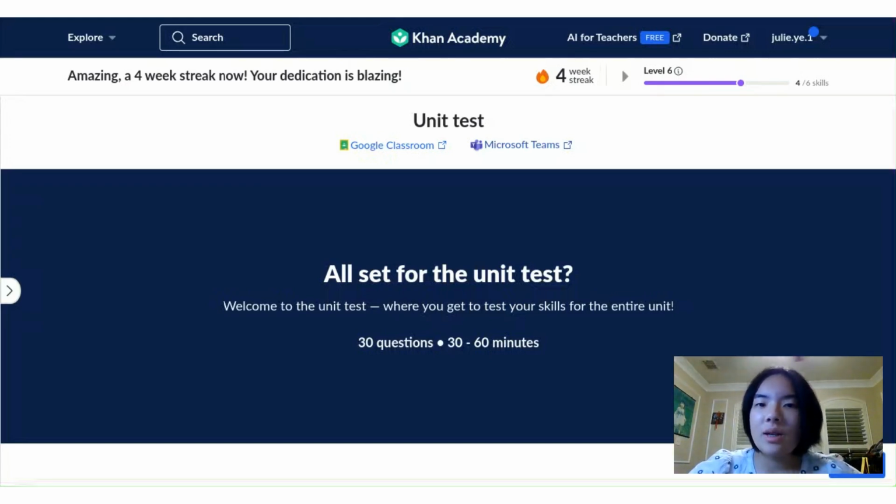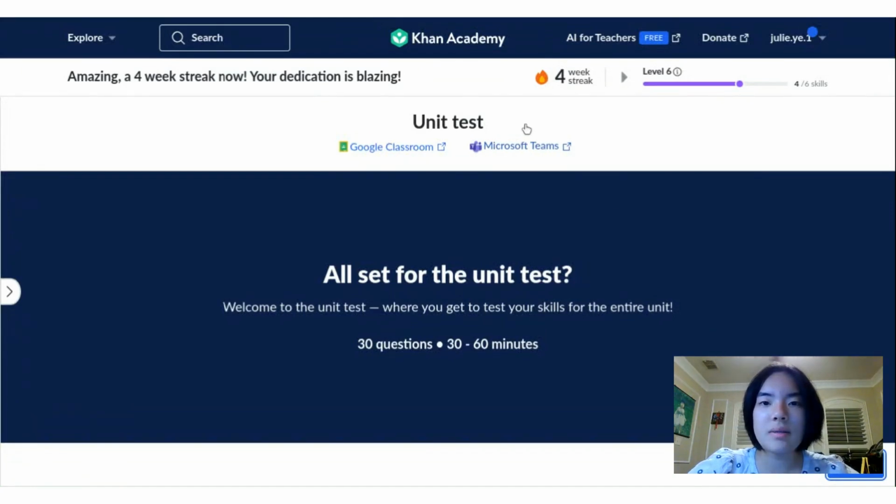Hello, everybody. Today we're going to be completing a full-length practice test on Unit 1 of Calculus AB. Let's get started with the first question.